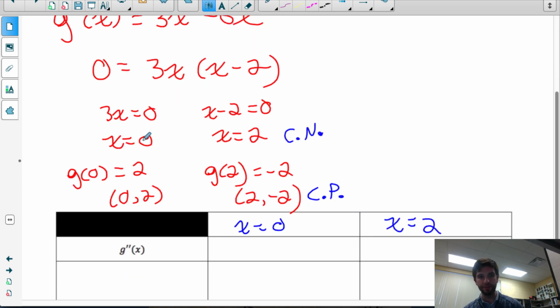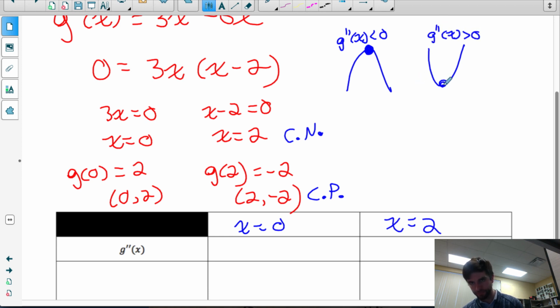Well, I've told you at these 2 points, 0, 2 and 2, negative 2, it could be a max, could be a min, or it could be neither. How is the second derivative going to help us tell if it's a max or a min? Well, if the function at that critical point is concave down, and the second derivative tells us the concavity of the original function, then g double prime of x is less than 0 in this scenario. If g double prime of x was greater than 0, we'd have this scenario. It would be concave up, and it would be a min point. So it would be a max in this scenario, a min in this scenario.